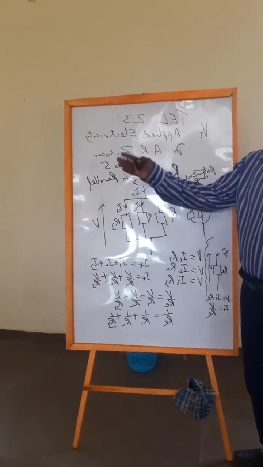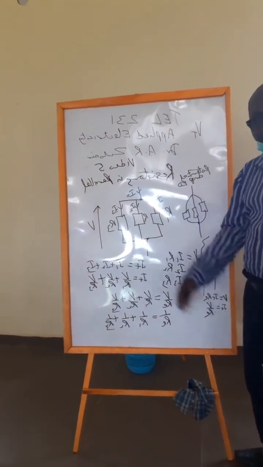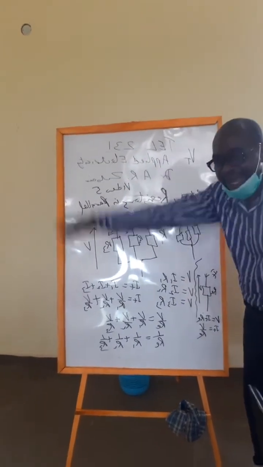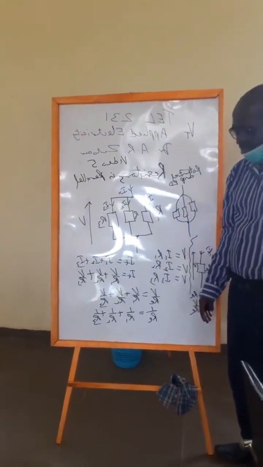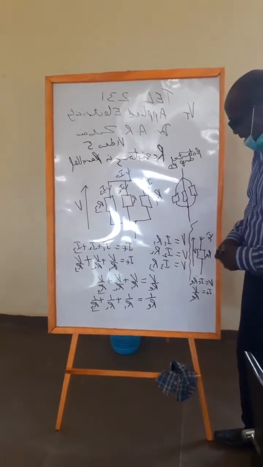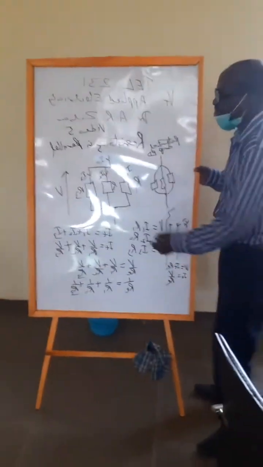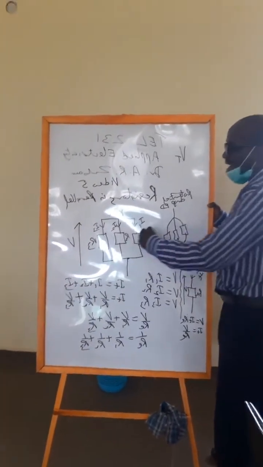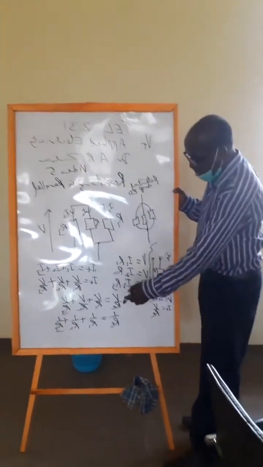If you have 7 resistors in parallel, that will be 1 over R1 plus 1 over R2 plus 1 over R3 plus 1 over R4, up to 1 over R7, like that. So this is the equivalent resistance. When we say equivalent, it means this single resistor can replace the whole of this. So when we are in the circuit, when we have these three, we can replace them with RE.